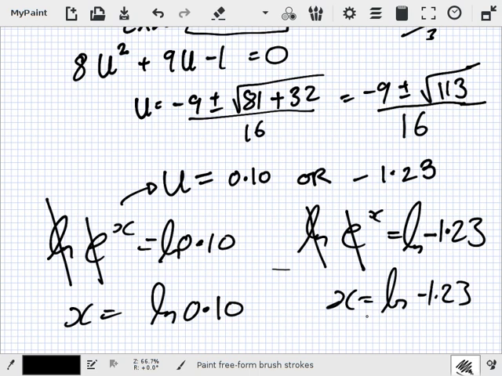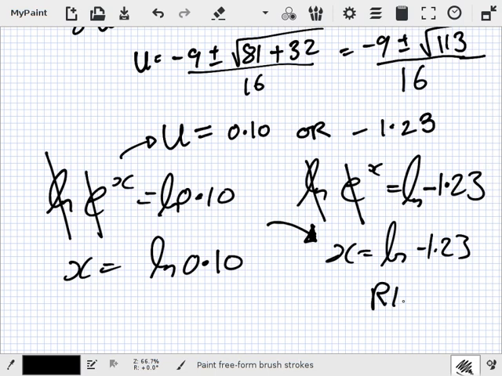Now we have a problem with one of these answers. Which one is a problem? Why is that now? Well, because we can't take log of a negative. So we have to reject this one here, and this answer we accept. So whatever that is, please. Michelle, log 0.1, please.